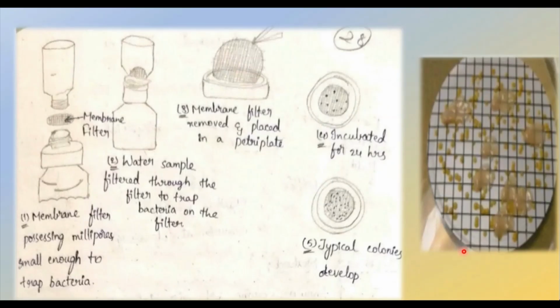The same thing you can see here in this hand-drawn figure. The membrane filter possesses pores small enough to trap the bacteria. The water sample is filtered through it to trap the bacteria on the filter, and then the membrane filter is removed and placed in a nutrient agar medium containing Petri plate, and then it is incubated and the typical colonies are formed. So like this you can see the typical colonies on the membrane filter.